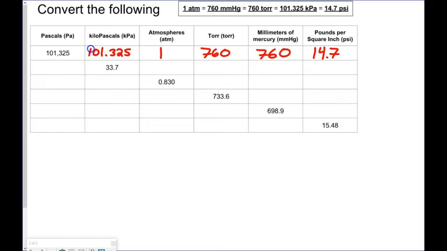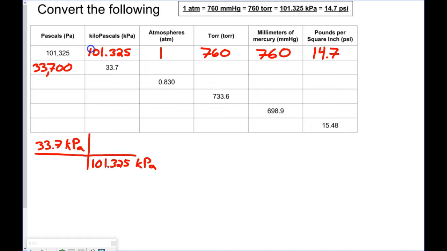Next one, I'll have to do a little bit more math on there. All right, 33.7 kilopascals to go to pascals, that's going to be equal to 1,000 kilopascals. So I'm going to have to multiply this by 1,000 to go out to there. So just essentially moving the decimal point there. Now for atmospheres, I'm going to have to do dimensional analysis. 33.7 kilopascals, I'm going to atmospheres, put that on the bottom there. Kilopascals will cancel out, and it's going to be equal to 1 atmosphere. Cancel out kilopascals, and I'm left with 0.333 atmospheres.